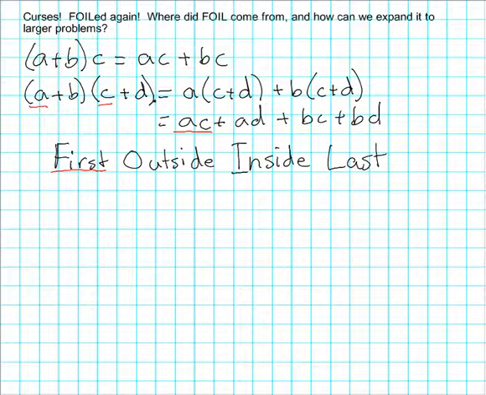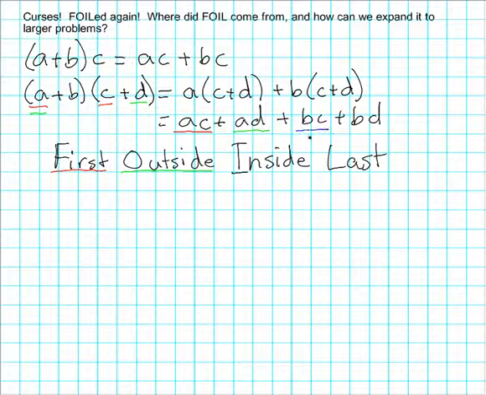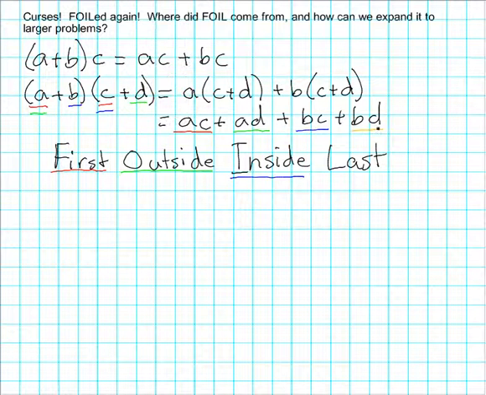two first terms of our quantities. The second multiply of the result is the multiply of the two outside terms of our quantities. The third multiply of the result is the multiply of the two inside terms of our quantities, and the last multiply of our result is the multiply of the two last terms of our quantities.